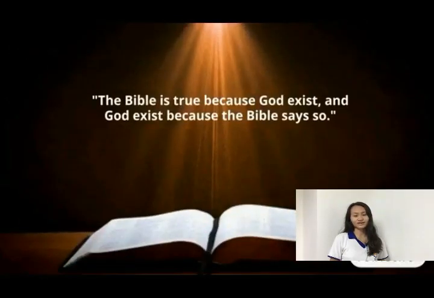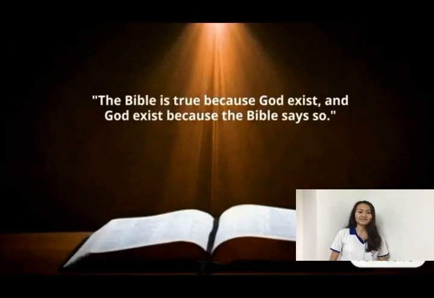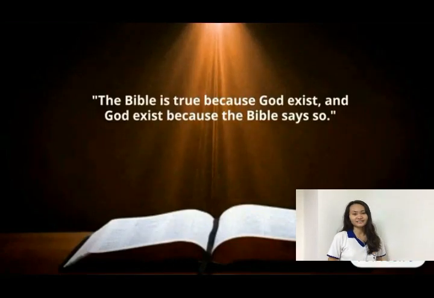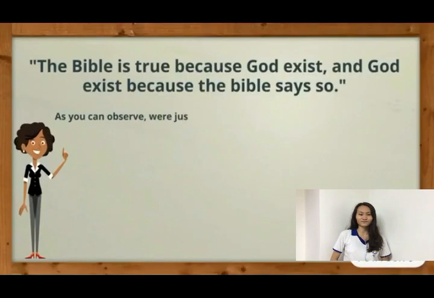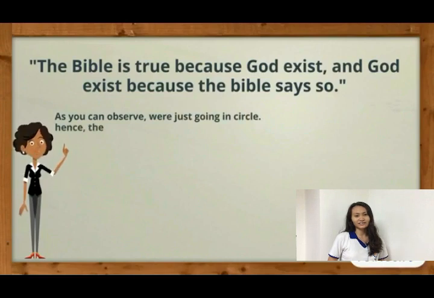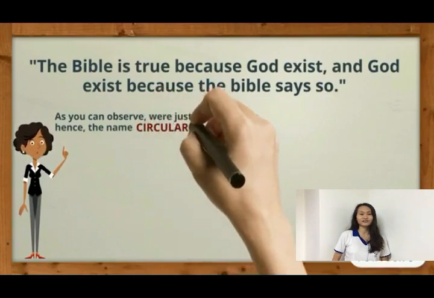The last one is an example of circulus in probando or circularism. The Bible is true because God exists, and God exists because the Bible says so. As you can observe, we're just going in circles, hence the name circularism.